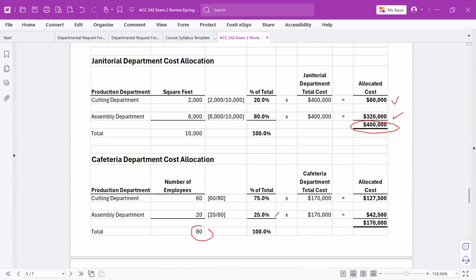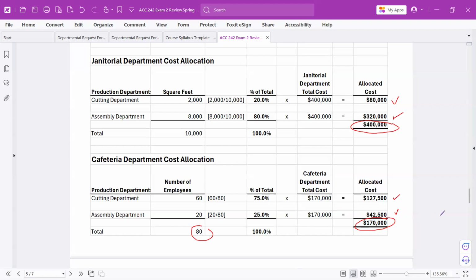So multiply the percentage times the cost for the department. That's how much we're going to allocate to each department, all for a total of $170,000. So that's a couple of examples of the support department cost allocation using the direct method.